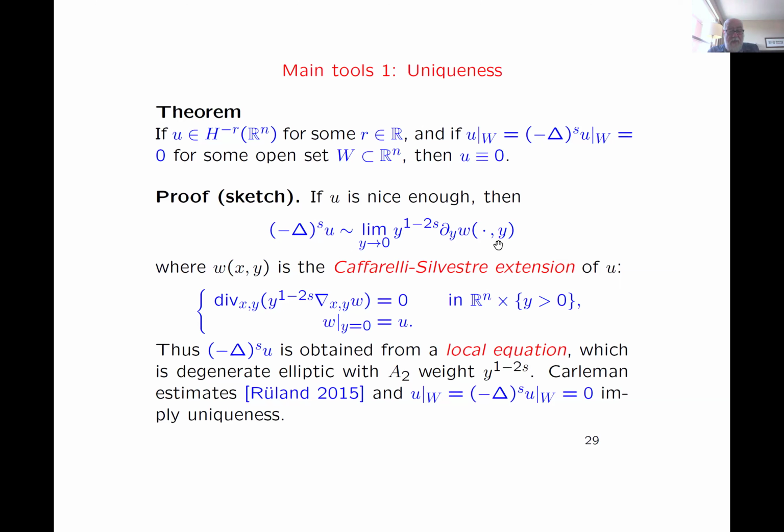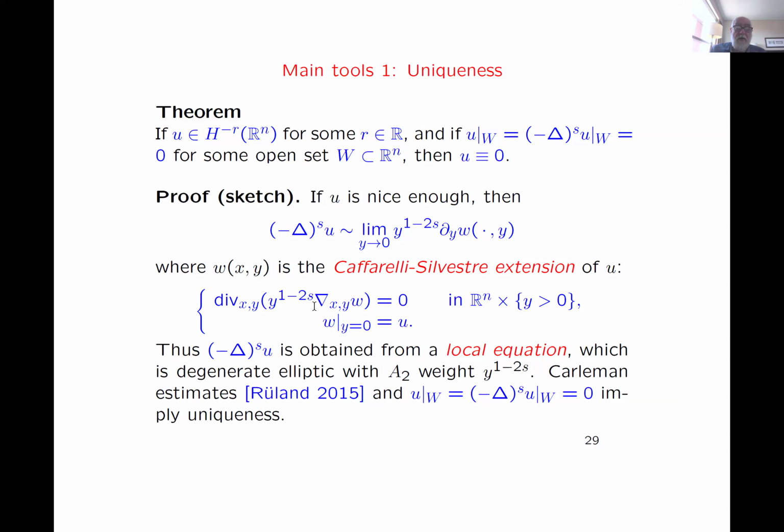Caffarelli and Silvestre realized that you can go one more dimension, consider the upper half space, and consider the Dirichlet problem for the equation in the upper half space with data u at y equal to 0, but with this factor y^(1-2s). And the fractional Laplacian is obtained from here. So it comes from this local equation. This is like the normal derivative of the solution. This is the fractional Laplacian.